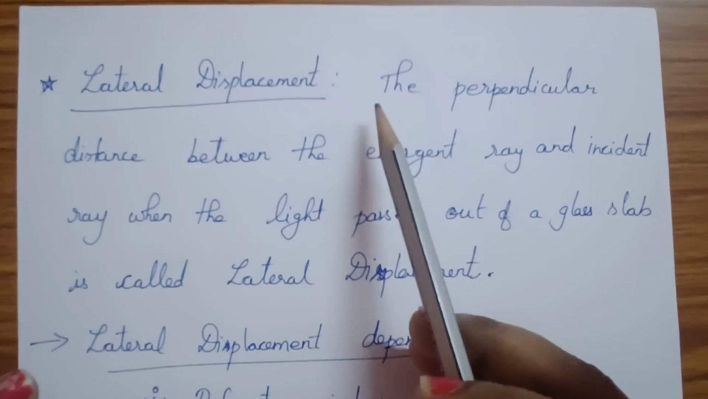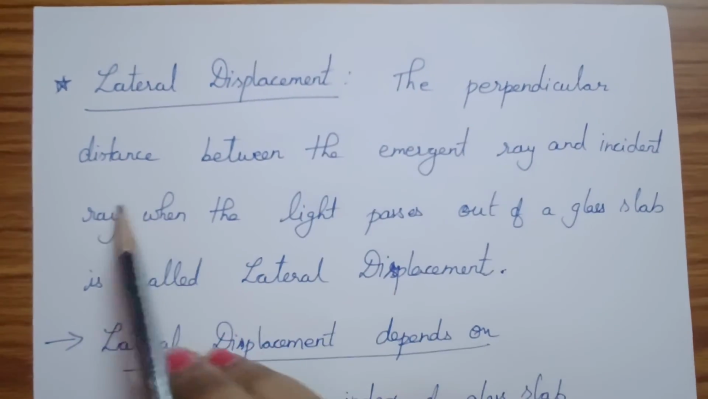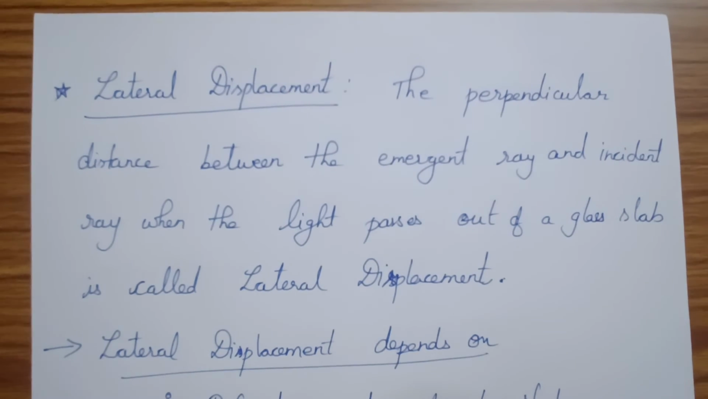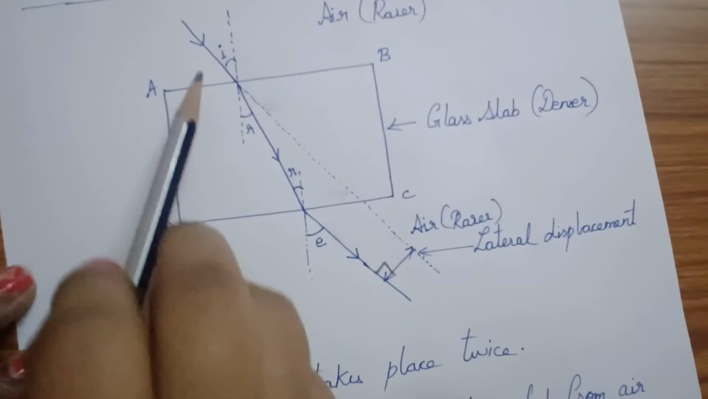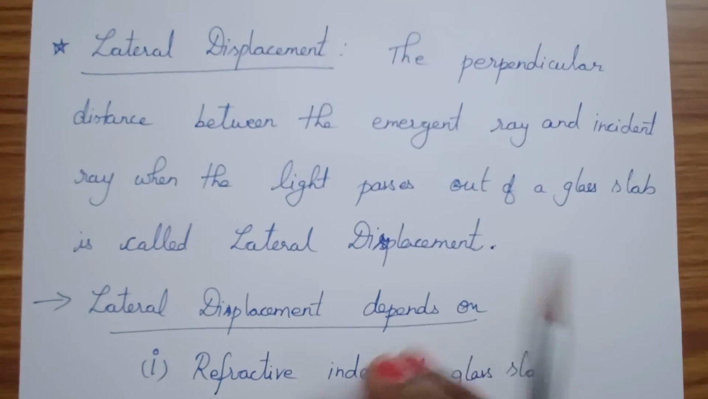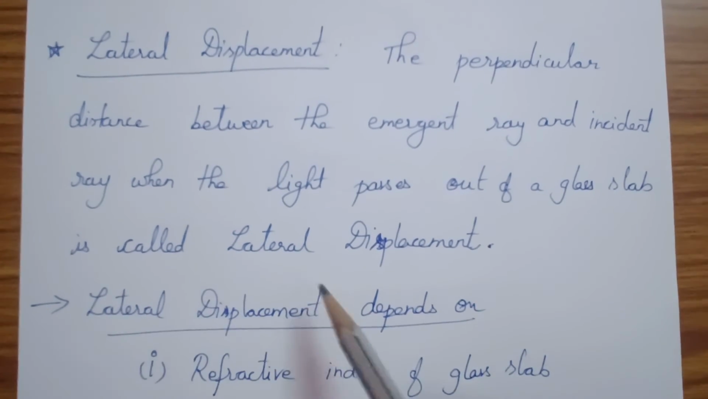So lateral displacement, what is meant by lateral displacement? The perpendicular distance, we have to measure like this, the perpendicular distance, not like this. Okay, this is the perpendicular distance between the two light rays. The perpendicular distance between the emergent ray and the incident ray. The incident ray is direct, when there is no slab it will directly pass through, right? And the emergent ray is where it comes out from the slab. See, this is your incident ray. And this is the actual ray which emerged out from the glass. So, the perpendicular distance between these two. So, the perpendicular distance between the emergent ray and the incident ray when the light passes out of the glass slab is called lateral displacement.